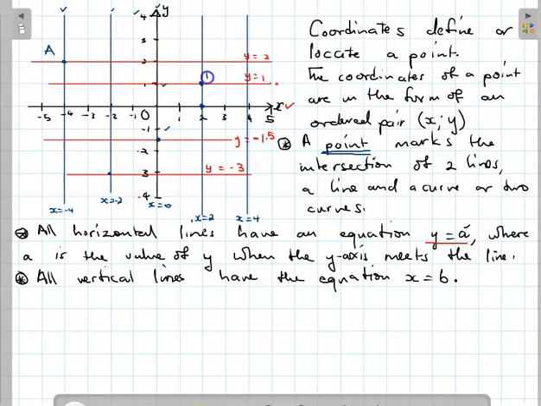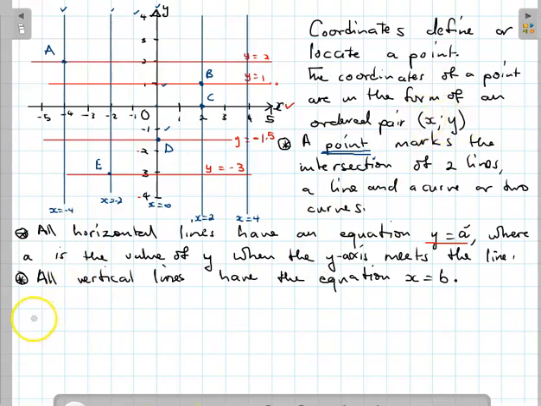Let's just say this is point B. This is point C. This is point D. This is point E. Oh, I didn't forget any point. This is point A, like that. So we can now locate the coordinates of these points in the form x, y.